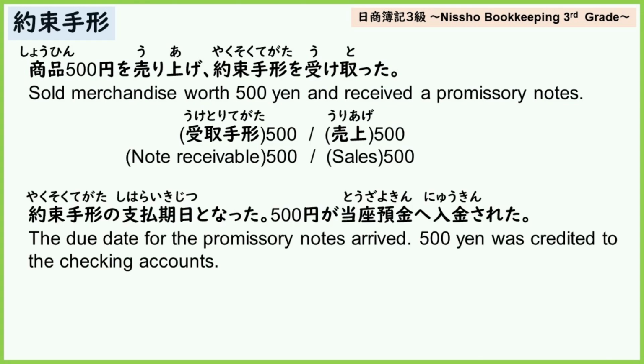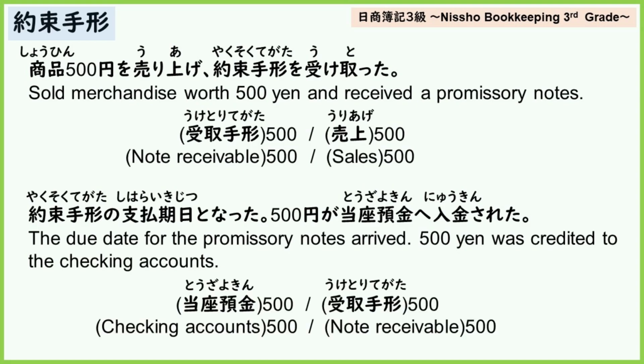Next, the due date for the promissory note arrived. 500 yen was credited to the checking account. The journal entry is as follows. Debit, checking account 500. Credit, note receivable 500. When you receive the payment on the due date of the promissory note, the asset of note receivable disappears.